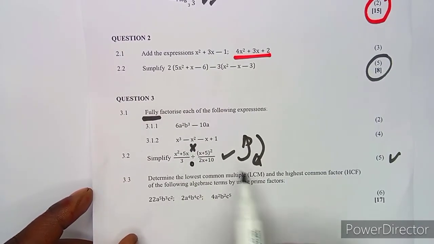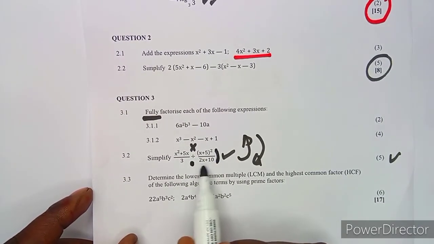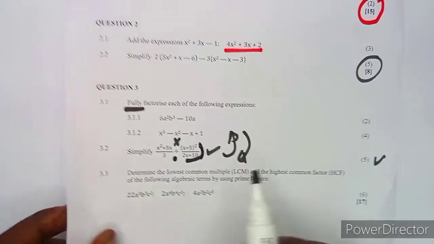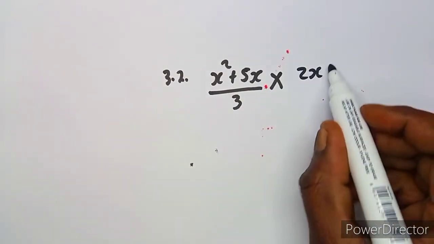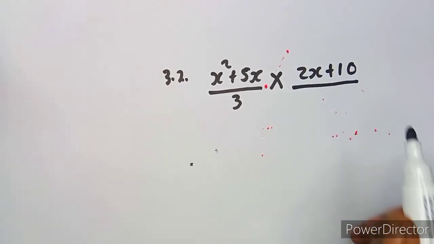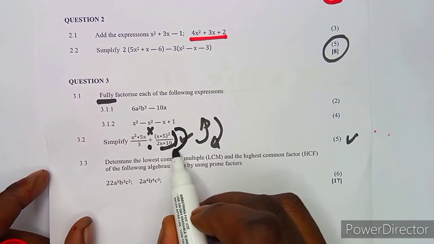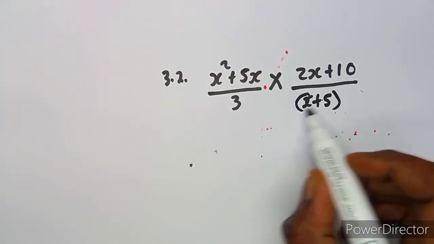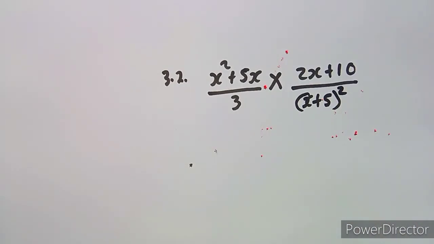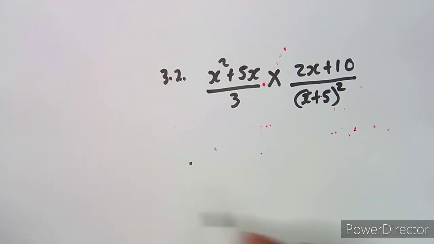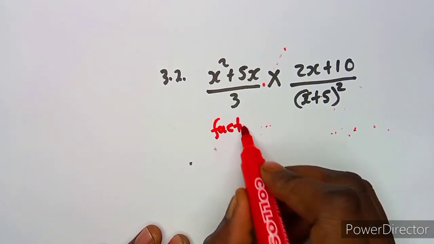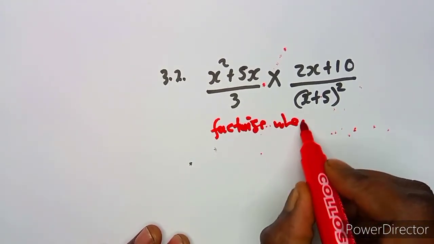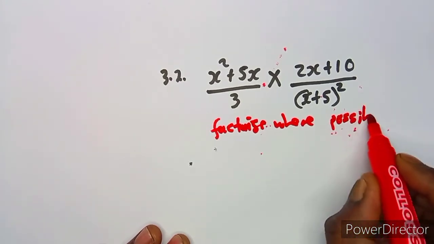The moment you introduce multiplication, you're going to interchange these fractions. So this is going to be written on top, so it will be 2x plus 10 on top, over this one is going to be written down here, which is x plus 5 squared. So you're going to have x plus 5 squared. All right, now we can simplify. Remember, when you are multiplying, you can cancel if possible, but you have to factorize. So wherever it's possible, we can factorize.